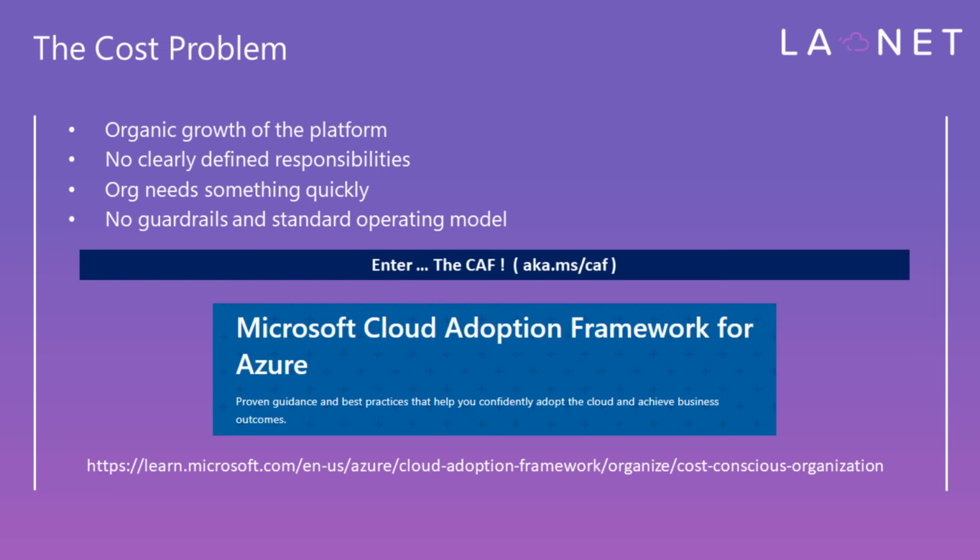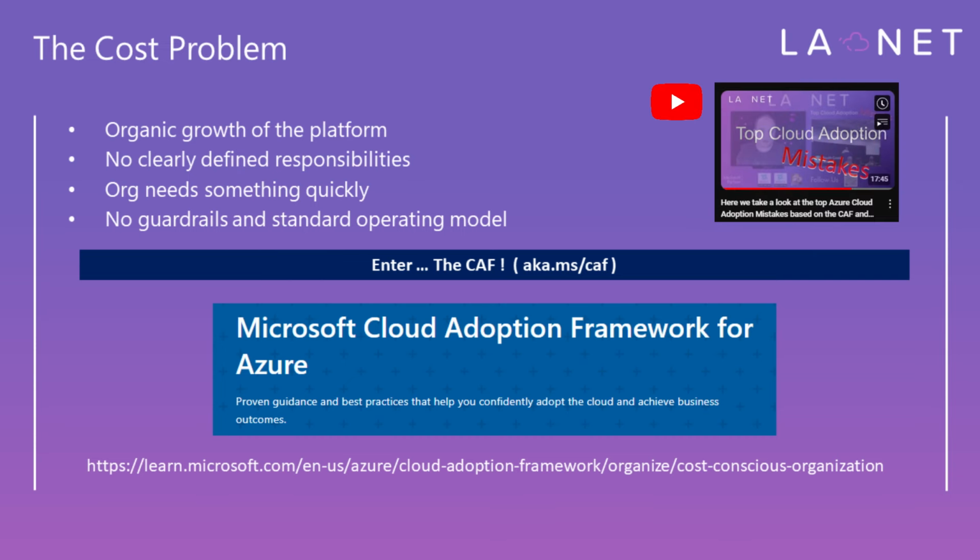I've kind of done a 1 or 2 day course on this thing for Microsoft as well. So it's a bit of a beast, but I think on one of our YouTube videos, I've gone through it on there as well. So for example, here's the organization element, cost conscious organization. So how do you build that structure around your teams to help focus on costs?